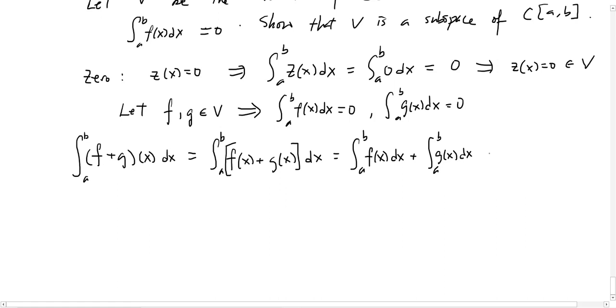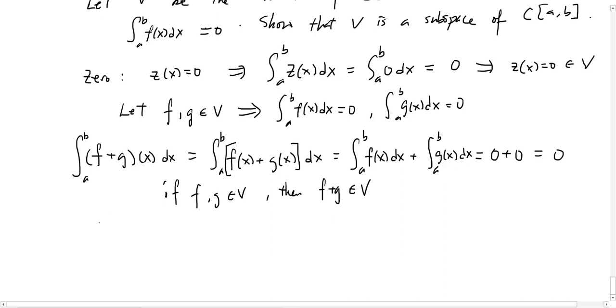And since f and g are both in V, they both just become 0 when I integrate. So that tells me that if I have the sum of these two functions, f and g, and I integrate it from a to b, I will get 0. And therefore that implies that if f and g are in V, then f plus g is also in V, because if f and g are in V, that means the integral from a to b would be 0, then the sum must also integrate to be equal to 0.